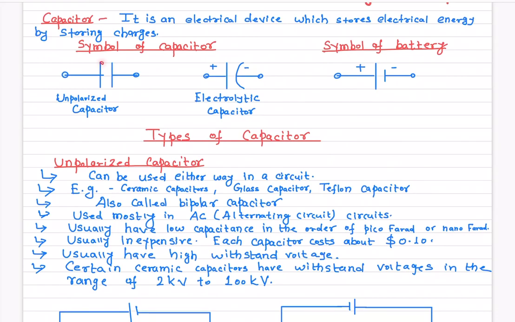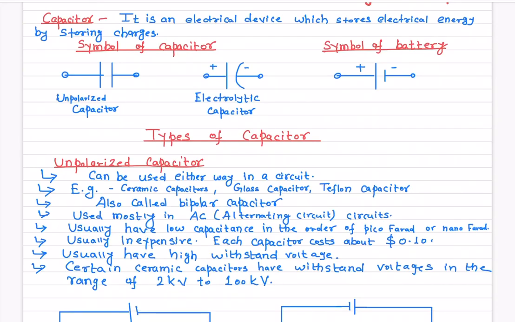This is the symbol for a capacitor. Here you have two parallel lines of equal length. This symbol is used for the unpolarized capacitor. And this is the electrolytic capacitor: one straight line, the other a curved line, almost a half circle. So this is the symbol for the electrolytic capacitor, or the polarized capacitor, or the polar capacitor.